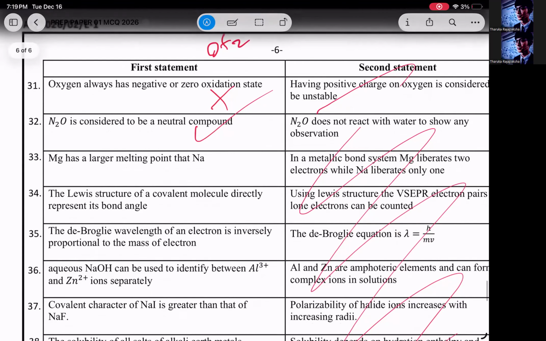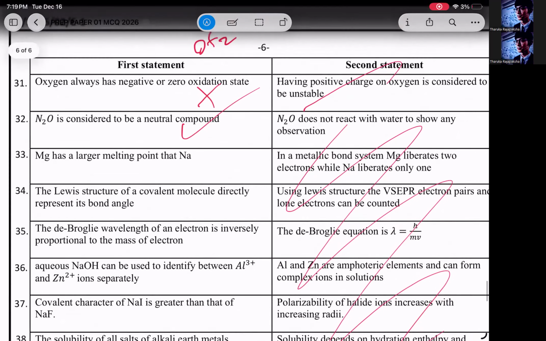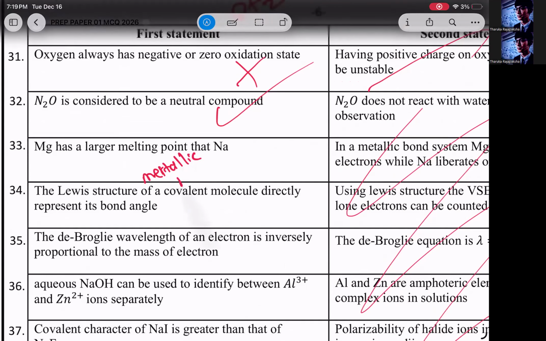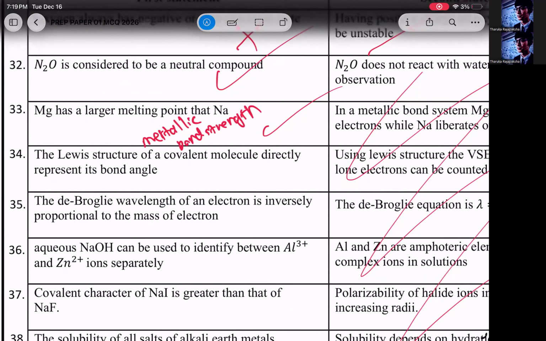That's correct. Magnesium has a larger melting point than sodium. That is correct. There are 2 electrons delocalized. We are talking about metallic bond strength. Magnesium has a larger melting point than sodium. So that's correct. The Lewis structure of a covalent molecule directly represents its bond angle. No, it doesn't directly represent it. We have to find it actually.